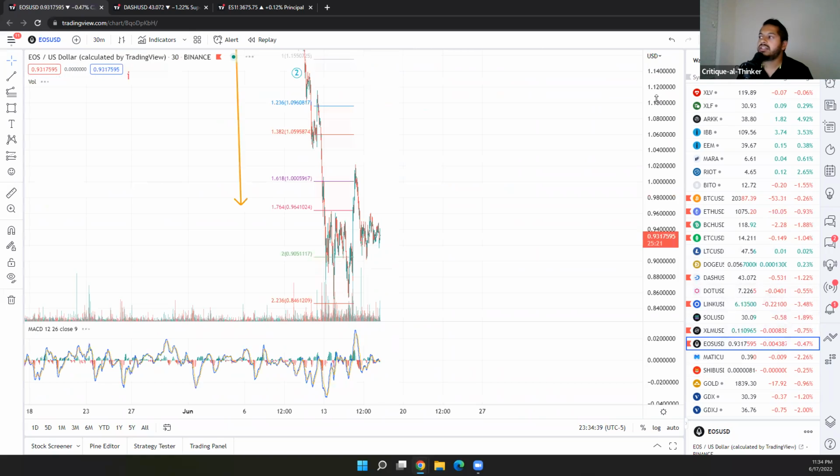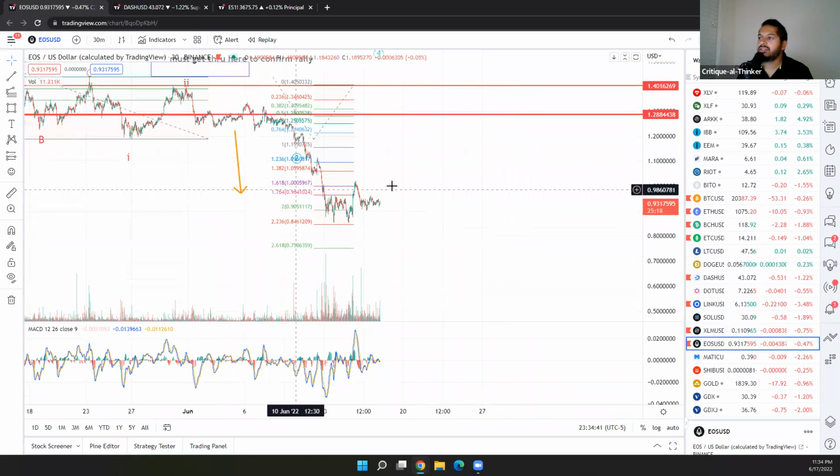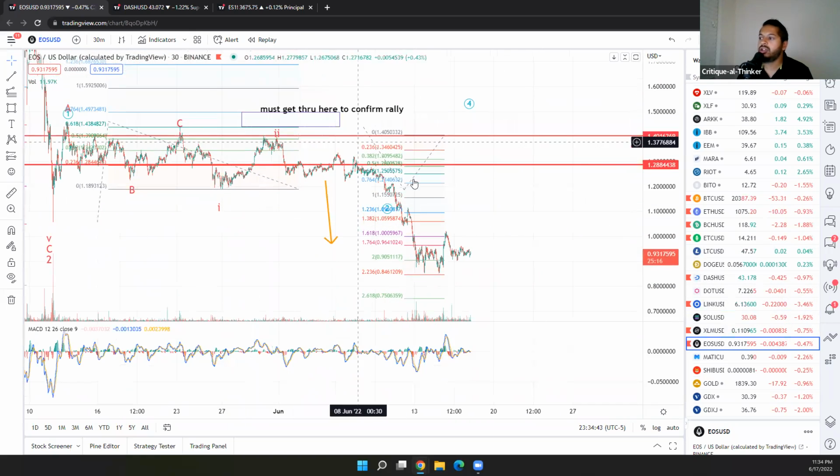And finally, EOS, we absolutely hit our expected targets based on the 1-2 above. Although we didn't have the best fourth wave bounce, we have enough in place to tell us that it's done. So we're going to have to see some continued upside action to convince us that we're going somewhere.